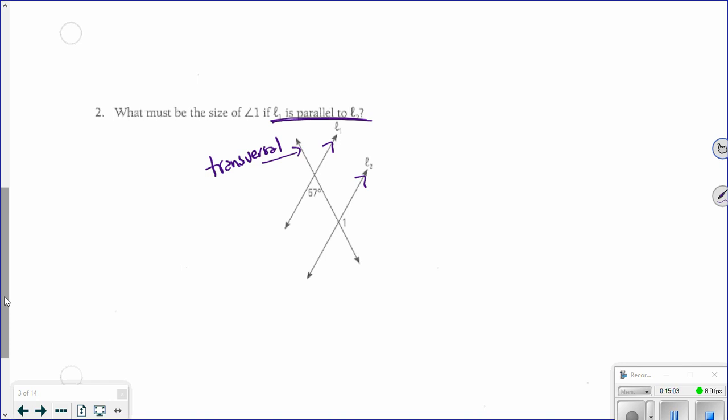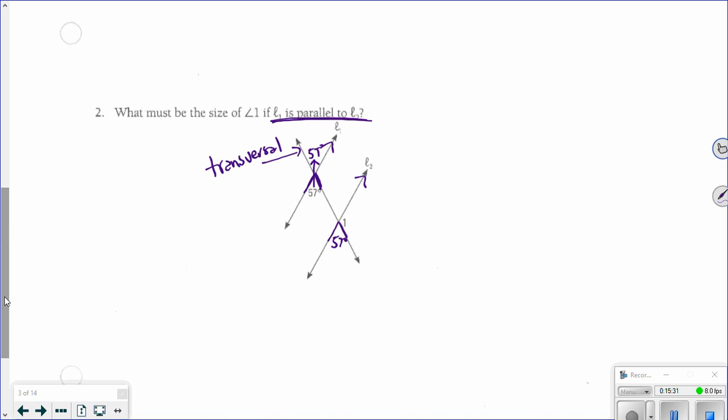So the only thing I know is this 57. So that angle right there is 57, which means the angle that's vertically across from it is also 57. I know that the corresponding angle to that 57 is also 57. So if this is my position, then this is my corresponding angle. That's also going to be 57 degrees.